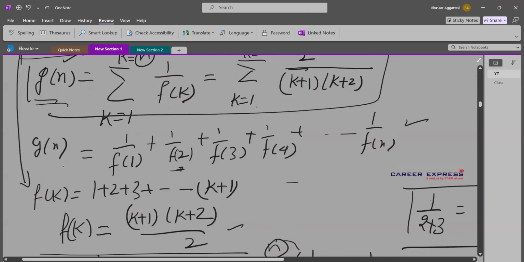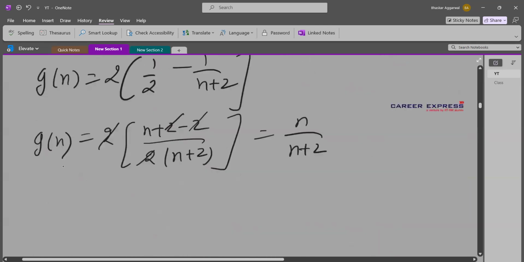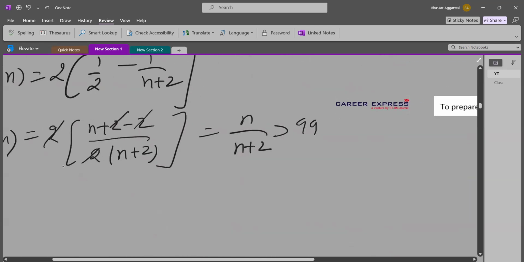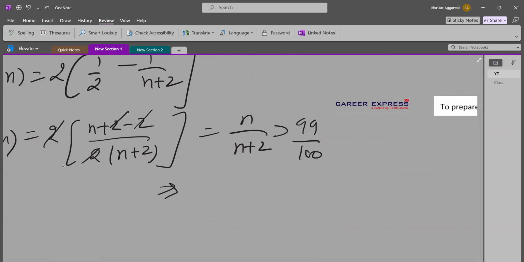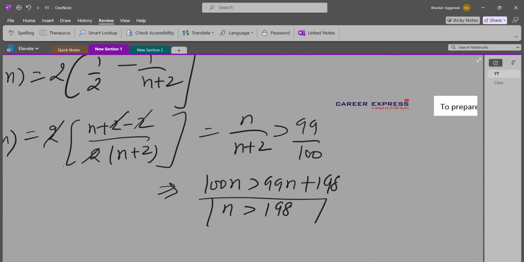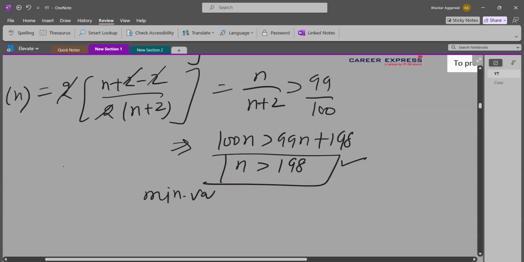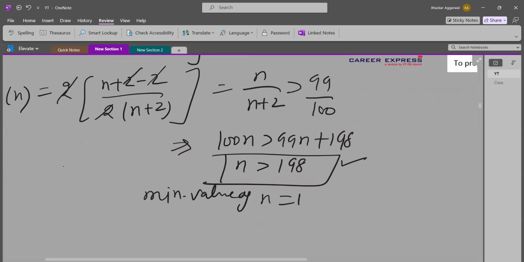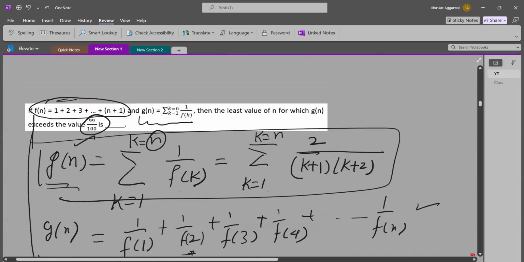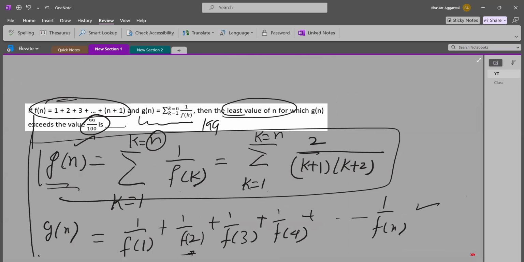Now the question says that this value should be more than 99 by 100. So what can be the value of n? 100n should be more than 99n plus 198. So n should be more than 198. That means the minimum value of n can be 199. Anything more than 199 will keep gn more than 99 by 100. So the least possible value of n is 199. That is the answer.